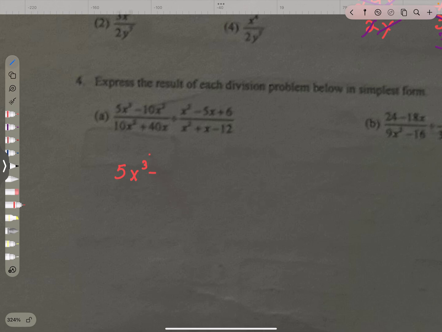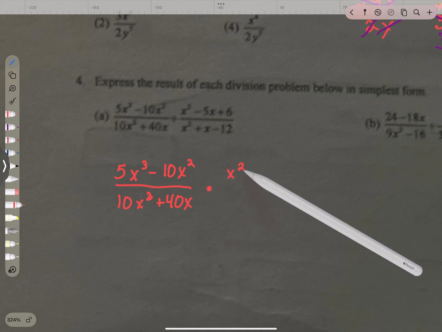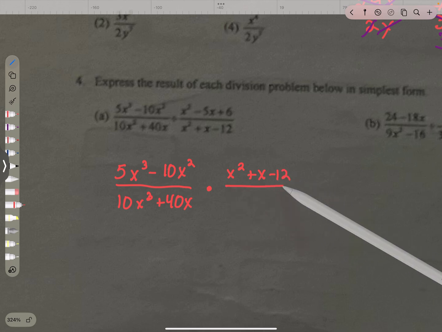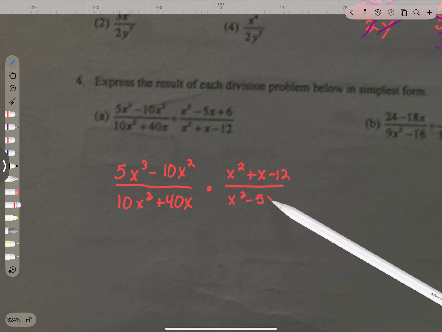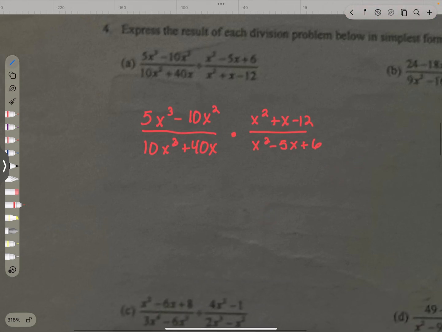I think this is 5x cubed minus 10x squared. That would make sense. Over 10x, I'm hoping to the third maybe, plus 40x. And I'm not going to do divided by, I'm going to say times, and then I'm going to write the reciprocal. And now it's a multiplication like the problems on the other page that I left you, plus 6. And we do those just by factoring our numerators.